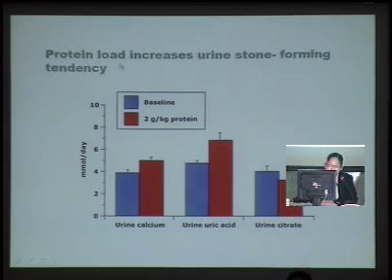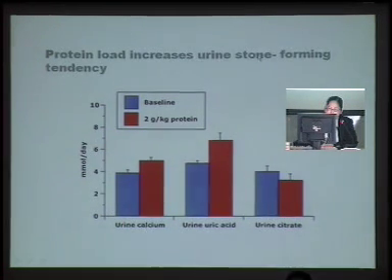Protein load, meaning high protein intake, increases urine stone-forming tendency. This is baseline, and this is 2 grams per kilo per day of protein in the red. Urine calcium goes up, uric acid goes up, and urine citrate goes down. So these are all risk factors related to calcium stone.